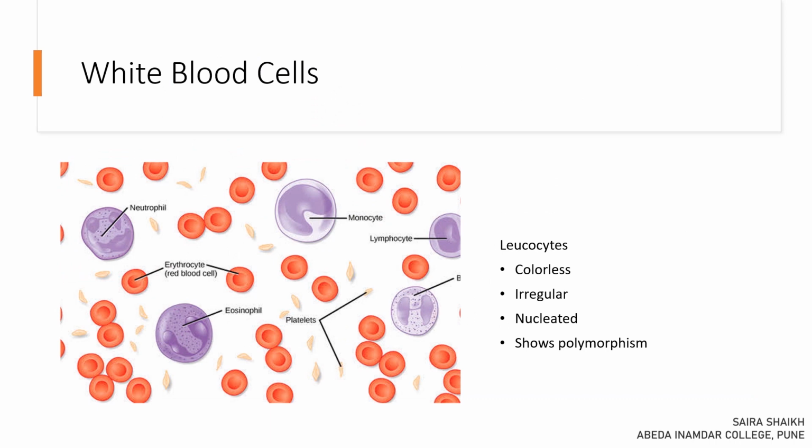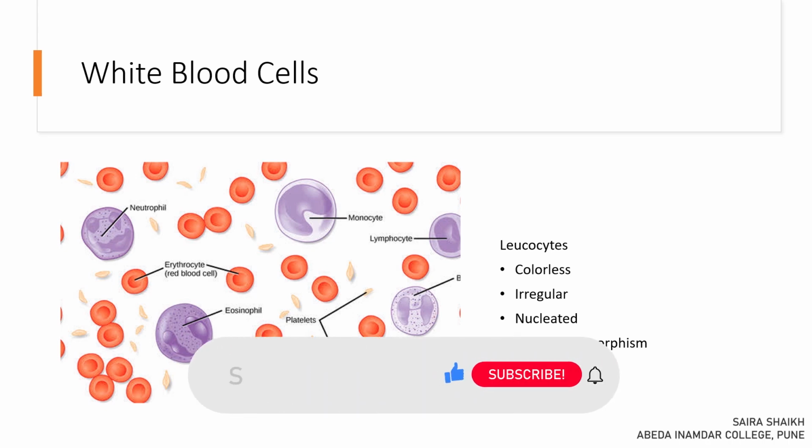Look at the figure. Now we'll study about the white blood cells. White blood cells are colorless cells. That's why they are also called leukocytes. Leuco means white. They are irregular in shape, or amoeboid in shape. Like amoeba, they don't have any particular shape.